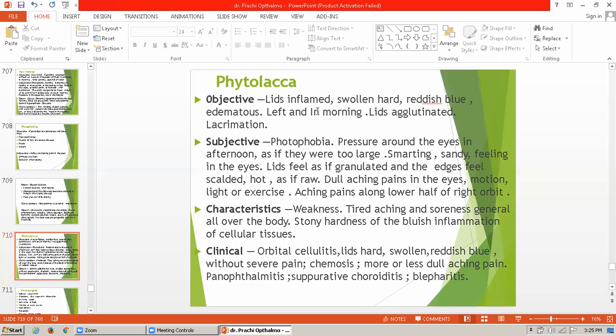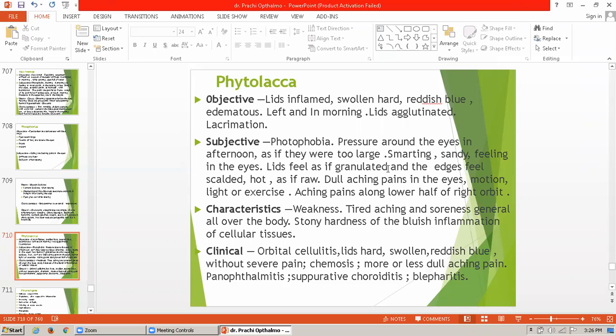Phytolacca. Objectively, lids are inflamed, swollen, hard, reddish blue, edematous, worse in the morning. Lids are agglutinated and there is lacrimation. Subjectively, there is photophobia, pressure around the eyes in the afternoon as if they were too large, with a smarting, sandy feeling in the eyes.